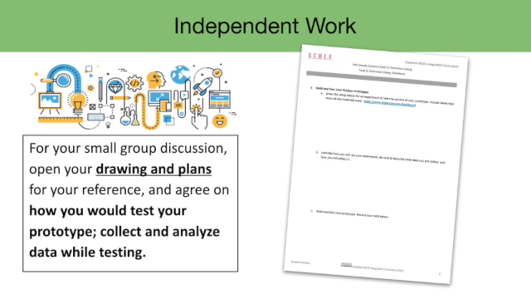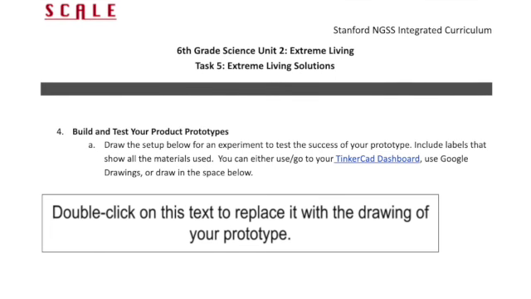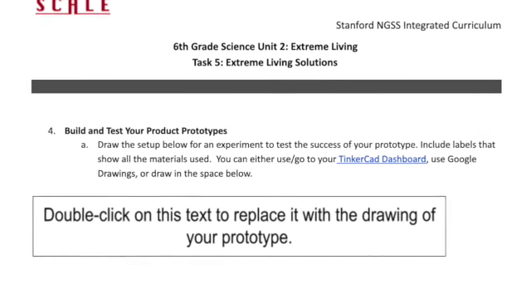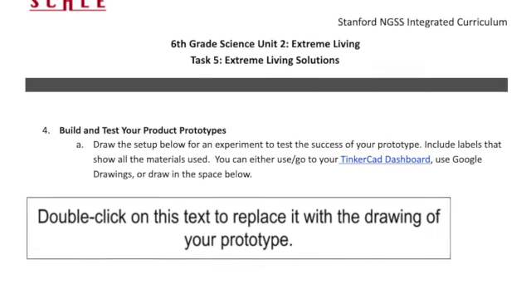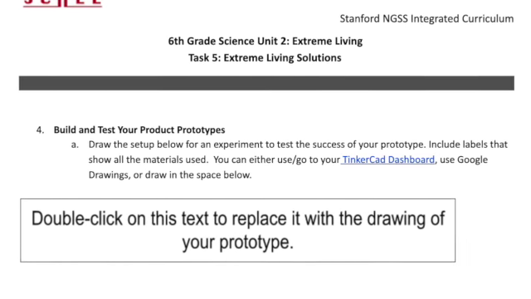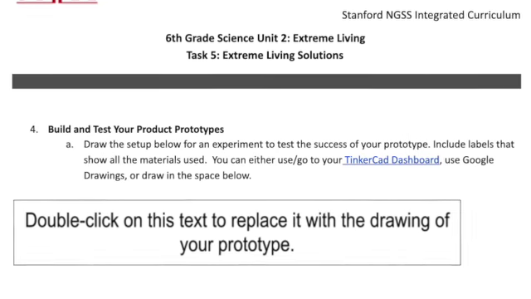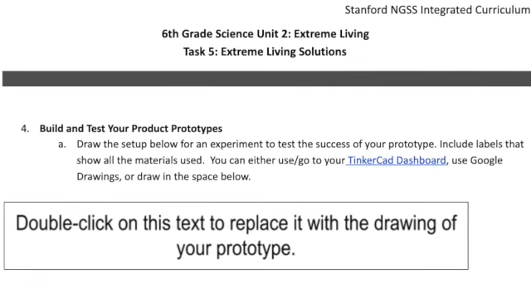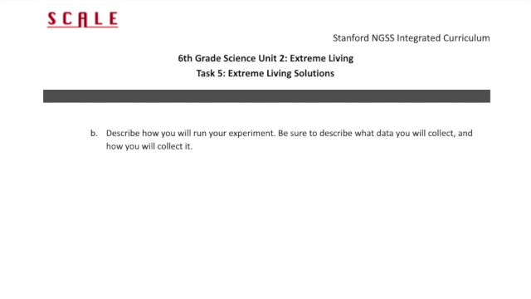Regardless of which option they choose, on page 7 of the student handout, students will draw and label the setup for the experiment to test the success of their prototype. They may use Tinkercad, Google Drawing, or just pen and paper to draw the diagram of the setup of their experiment. At the top of page 8 in the student handout, students will write their procedure, being sure to include safety considerations and how they will collect their data.